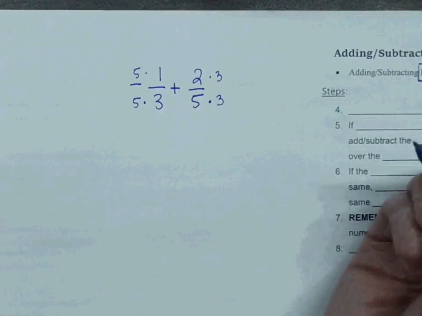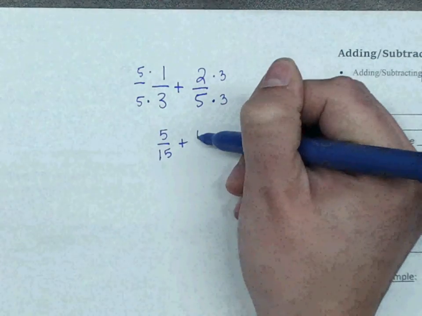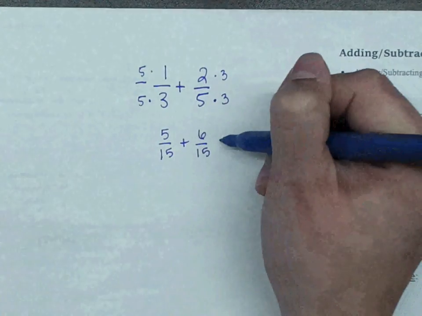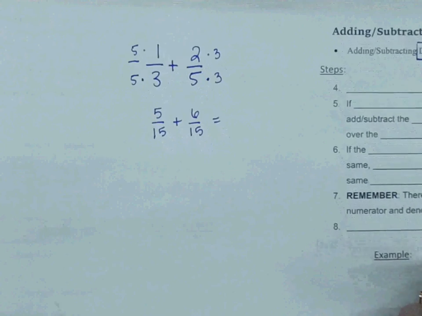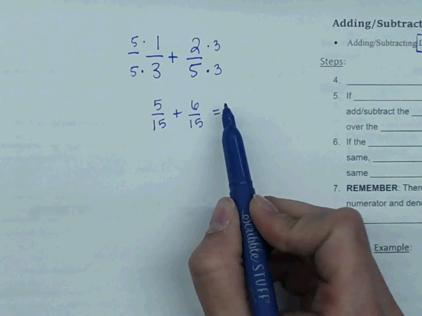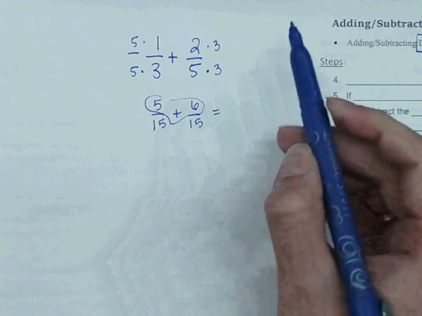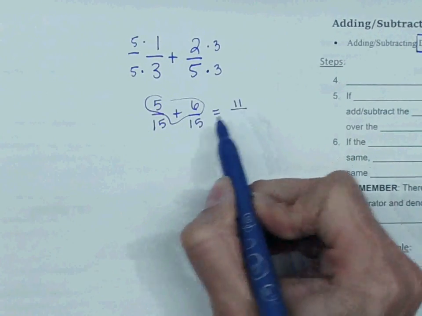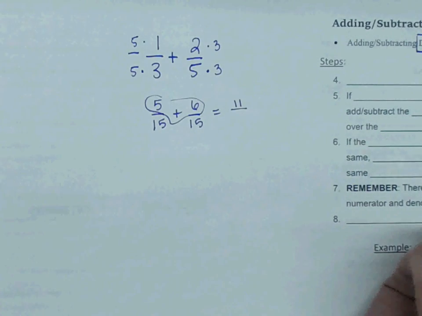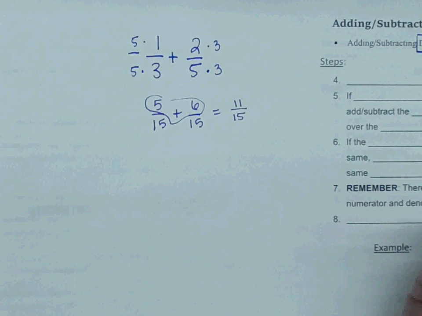And so this ends up changing it so that I have 5 over 15 plus 6 over 15. Now that my denominators are the same, I end up being able to just add across. Okay, so I have 5 plus 6. You just add your tops together, and so you get 11. And then the denominator doesn't change. It stays 15. And that's how we do regular fractions.